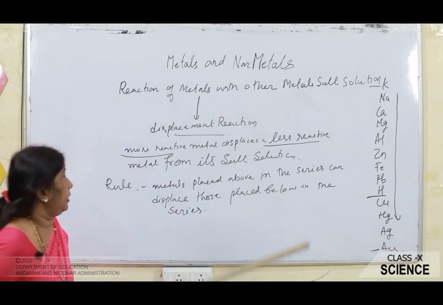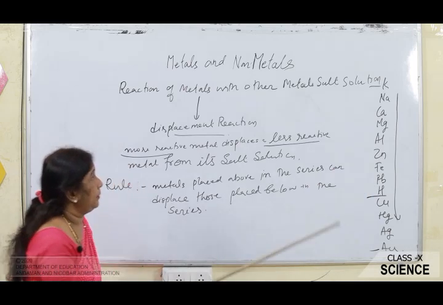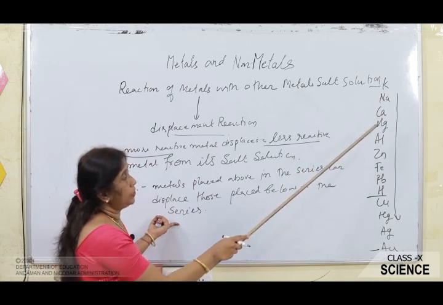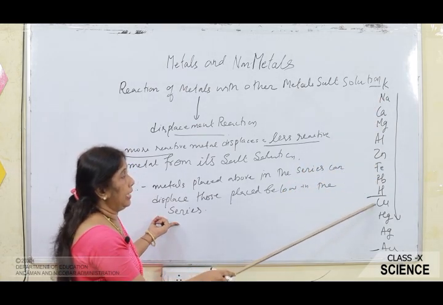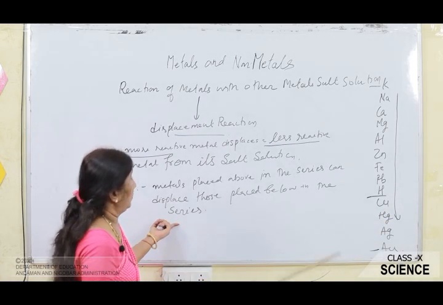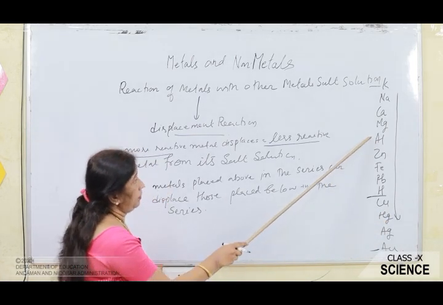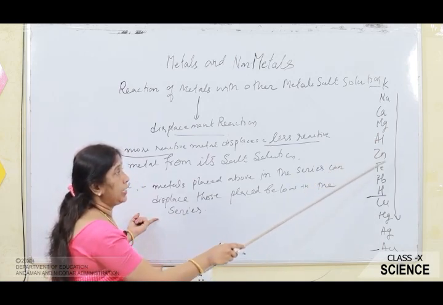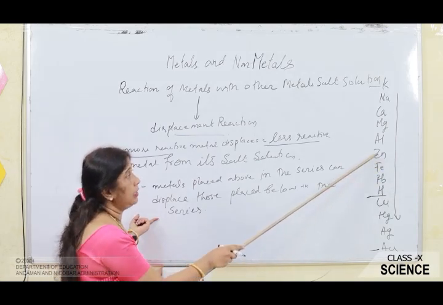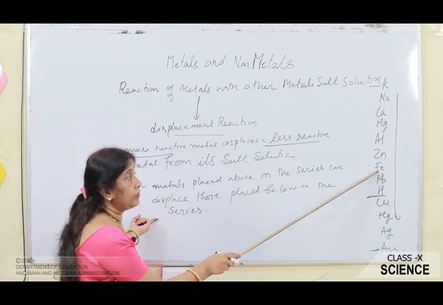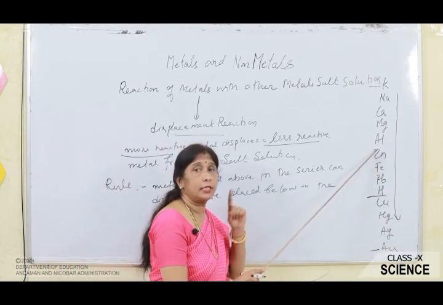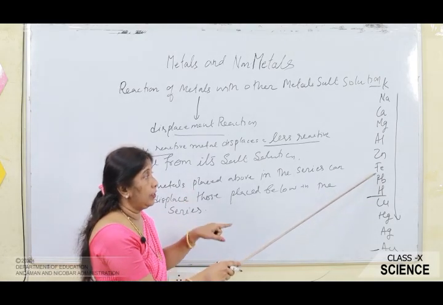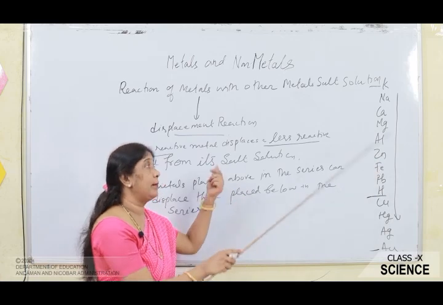Just see here, in the reactivity series of metals, potassium is most reactive, then sodium, then calcium, magnesium, then aluminium, zinc, iron, lead, hydrogen, copper, mercury, silver and gold. Now if we compare aluminium and iron, aluminium is more reactive than iron. Similarly, when we consider zinc and iron, zinc is more reactive than iron. That means zinc metal is able to displace iron from its solution form, but iron will not be able to displace zinc from its solution form.